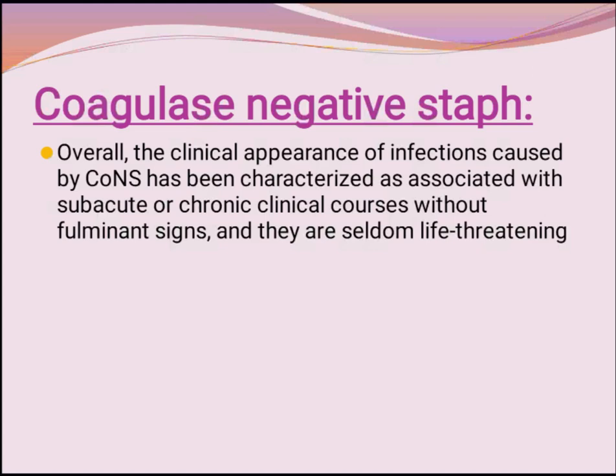The overall clinical appearance of infections caused by Coagulase negative staph have been characterized as associated with subacute or chronic clinical courses without fulminant signs, while infections caused by Staphylococcus aureus could be mild skin infection, deeper infection, or life-threatening infections and may even lead to death, while Coagulase negative staph only cause subacute or chronic clinical courses, and seldom are they life-threatening, only in case of immunocompromised patients.